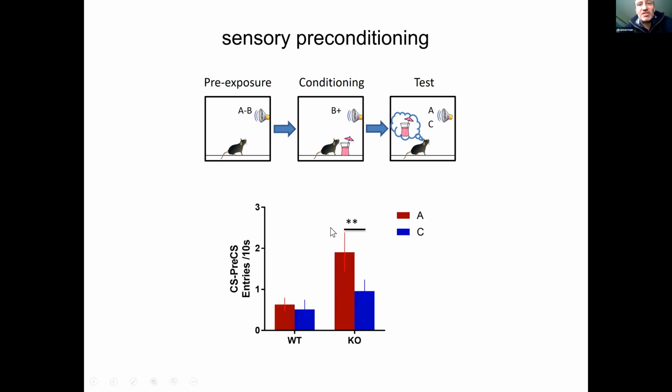And what we found was that actually the sensory preconditioning effect in the wild types was pretty weak in this experiment, but it was very robust in the GluA1 knockout. So they responded a lot more to A than to C, suggesting that the associations they formed between A and B were much stronger during the pre-exposure phase. Conditioning rates were similar in the two genotypes. So again, suggesting that they've learned this A-B association more robustly than the wild type mice, consistent with this idea that they might be more likely to form associations rather than less.